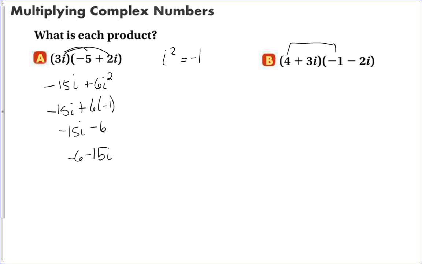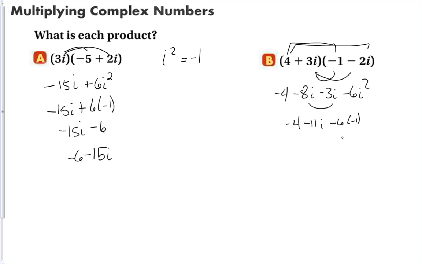We just FOIL it. So that would be negative 4. That would be negative 8i minus 3i. And then that would be minus 6i squared. This here is negative 11i minus 4. Now again, we got to replace this I squared with a negative 1. All right, so this here will become a plus 6 minus 11i, and then a negative 4. So 6 minus 4 is 2, and then of course they're minus 11i.